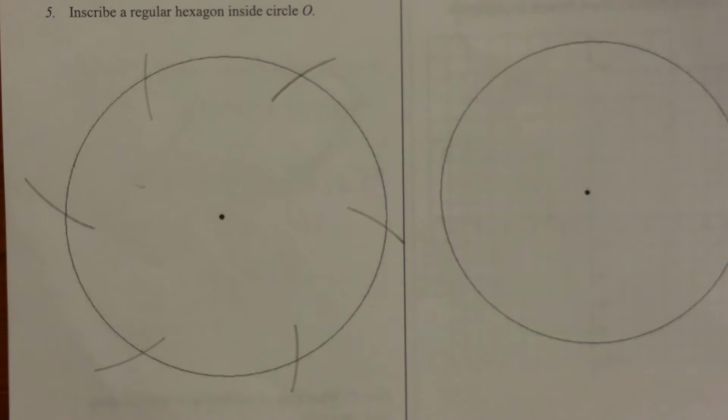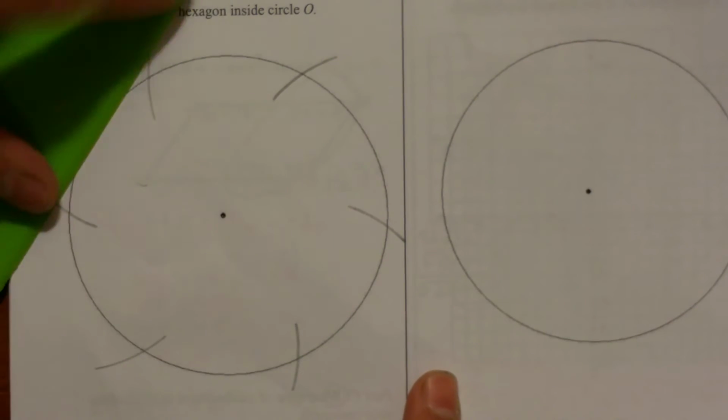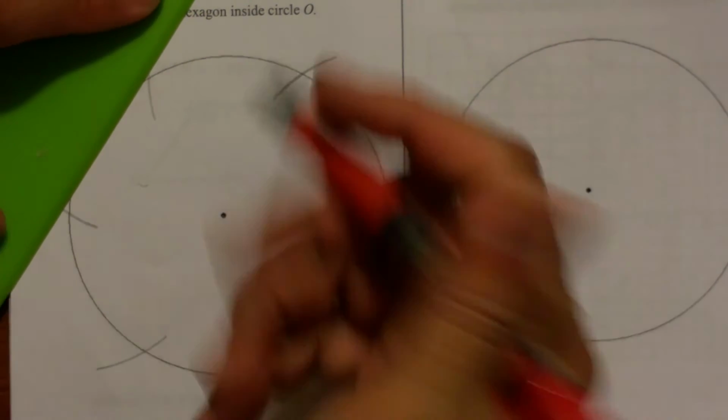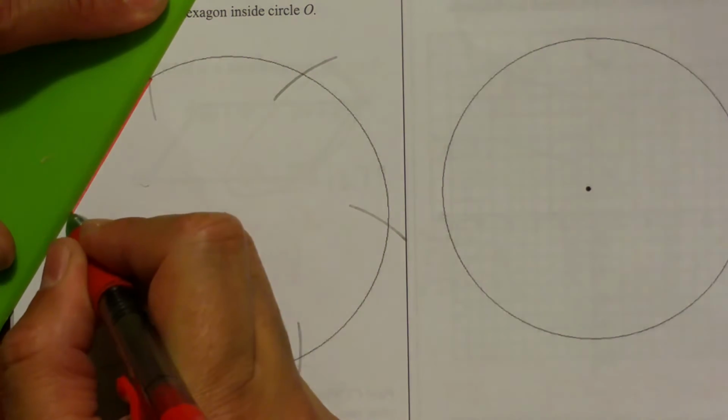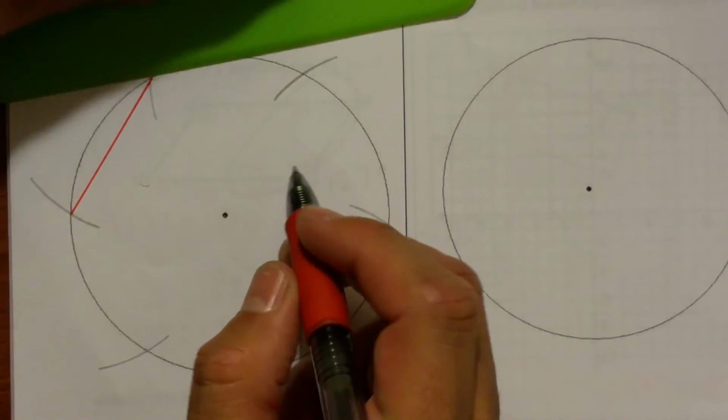So now the next thing I'm going to do is use a straight edge, and I'm going to go through and connect all of those together. So let's go ahead and connect these. I have to use a straight edge because of all the things I have at my house, I have a compass, but no rulers.